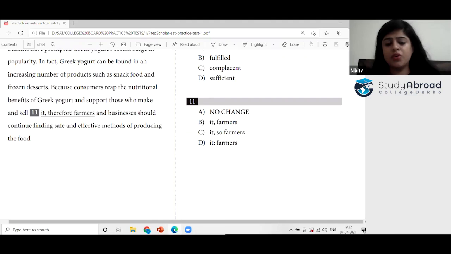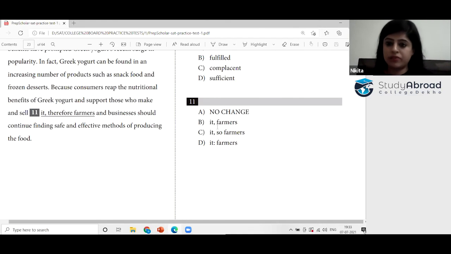But if I ask you, therefore and so, let me put C over there. So farmers should do that. Isn't it sounding similar? Keep that thought in mind. Let me have a look at B as well. It says, because this, support and sell it, farmers and businesses. Again, it seems to be right. So now I'm down to three of the options, which I'm confused about. I was able to eliminate D logically, but what should I do now?